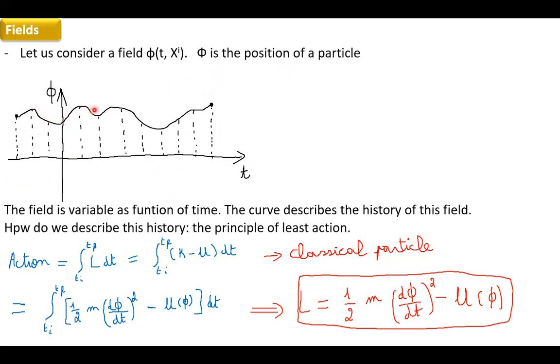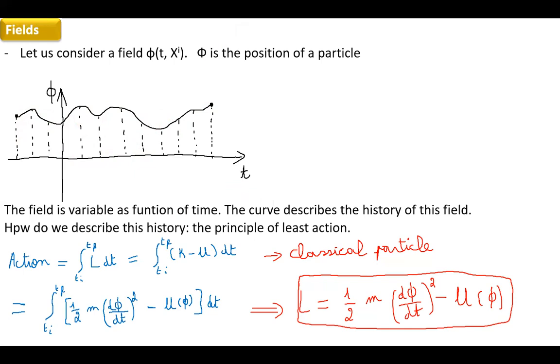So this curve represents what we call the history of the field. So when you see the words history of the field, that means we are talking about the variation of this field as a function of time. So as you see, the position of this particle is varying along time. So for each value of the time, we have a value of phi, which is the position. So for t equals a certain value, you have a value of phi. For each value of t, you have a value of phi. So you have this curve of variation, which is the history of the field.